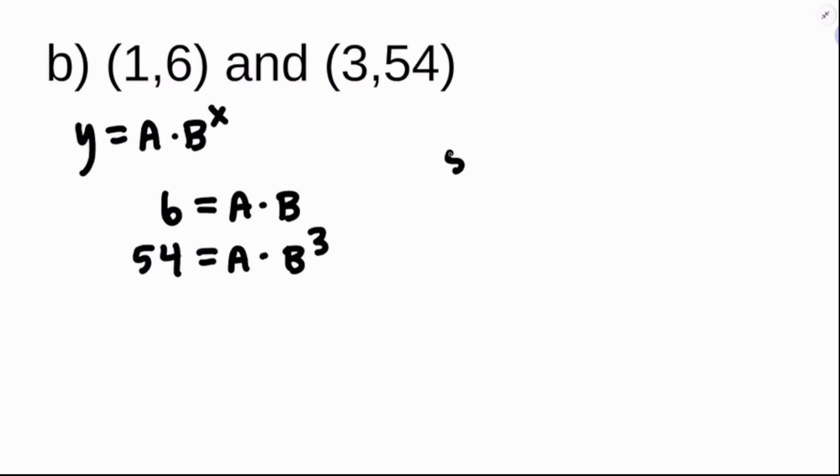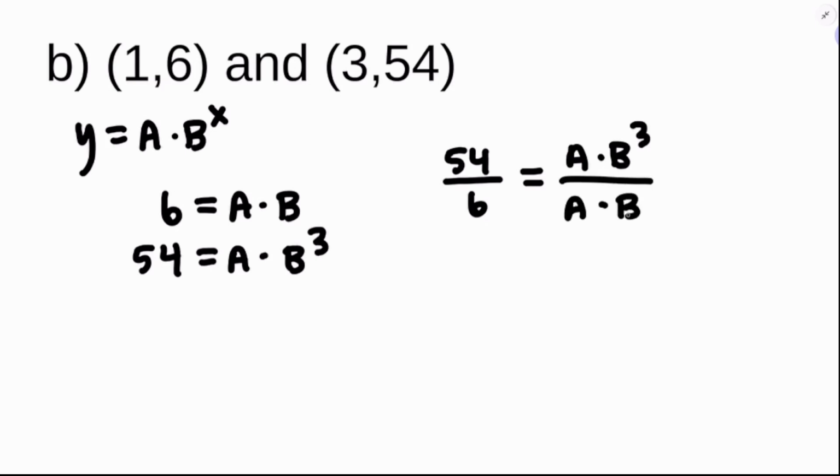So 54 over 6 is going to equal a times b cubed divided by a times b. So I'll get that b squared equals 54 over 6, which is 9, because I can cancel off the a's, and I can cancel off one of the powers of b, and I can simplify 54 over 6. Okay, and if b squared equals 9, and in this class we're interested in bases that are positive, that means b is going to be equal to positive 3, because we're dealing with the exponentials.